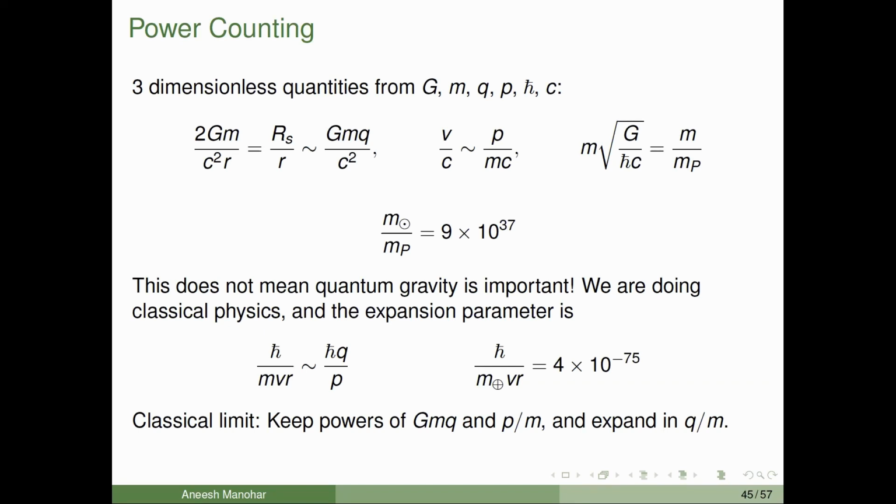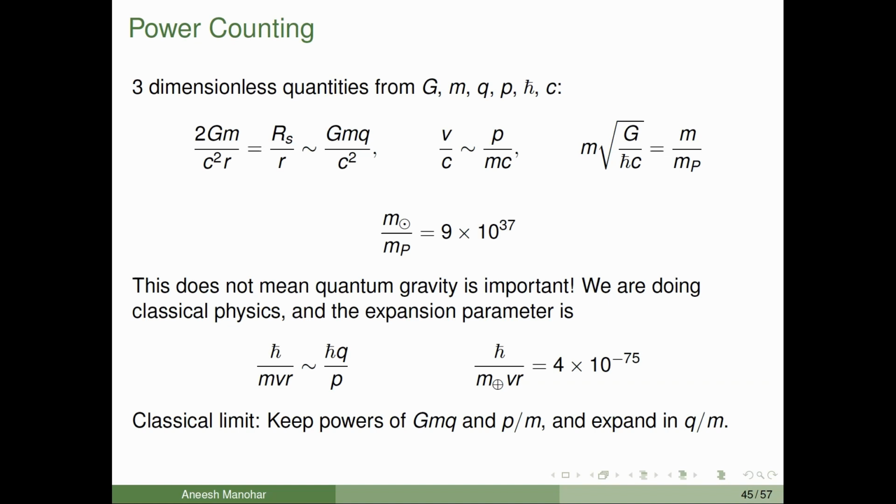The real parameter we need, because we're working in the classical limit, is the ratio of h bar, which has units of angular momentum, to the angular momentum of the system, which is q over p with an h bar in here. And for the Earth going around the sun, this ratio is 10 to the minus 75.